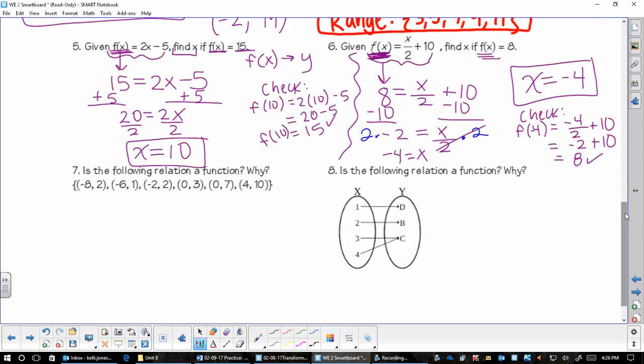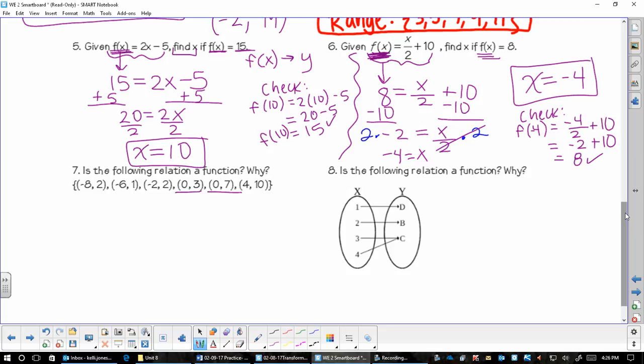All right, so number 7, is the following relation a function and why? So I don't know if you guys remember or not, but when we talked about functions, a relation is a function if and only if there are no repeating x values, right? Every input has one output, okay? So if I look, I've got negative 8, 2, negative 6, 1, negative 2, 2, 0, 3, 0, 7, 4, 10. I have a problem.